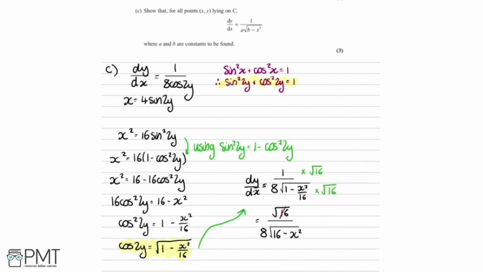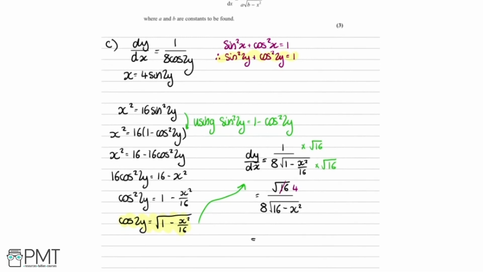The last thing to do is actually that this just equals 4. So if we divide the top and the bottom by 4, we're going to get 1 over, and then 8 divided by 4 is just 2. So 2 square root of 16 minus x squared. And then we're finished because that's in the form that it wants in the question. So we've got that a is 2 and b is 16.